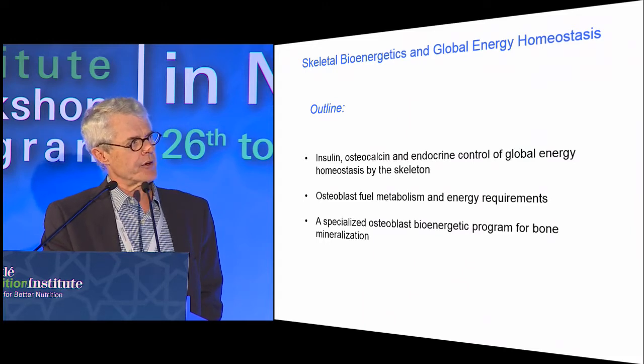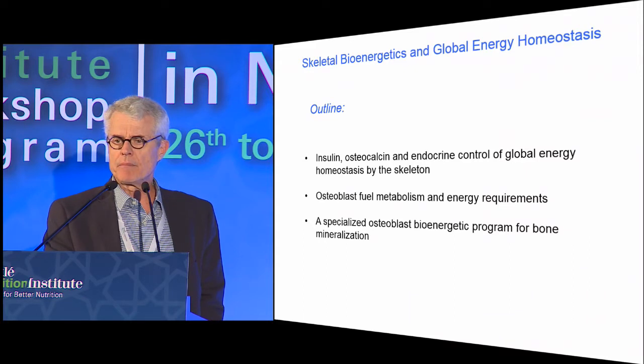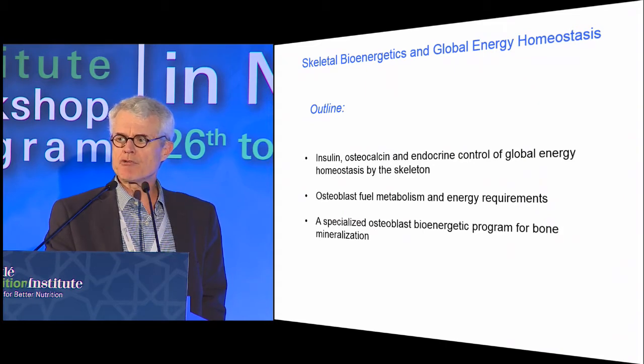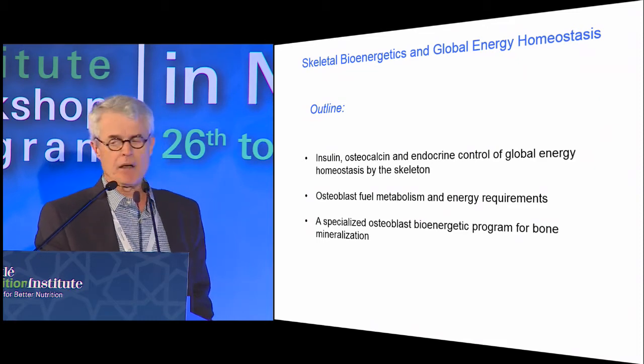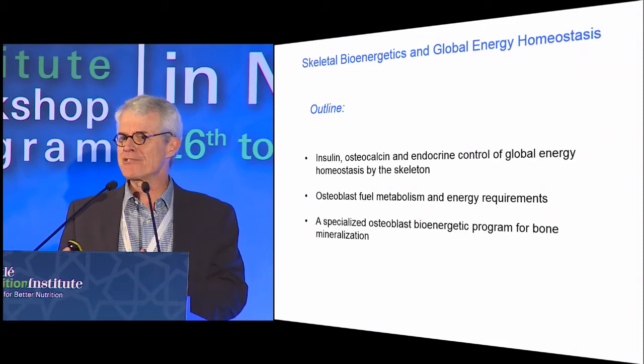And then in the third part, I'll just show you a brief example of how at certain stages in the bone cell's life cycle, it actually makes citrate from the TCA cycle, and that's used for incorporation into bone and its structural integrity. Now, I'm going to show you a lot of mouse experiments.